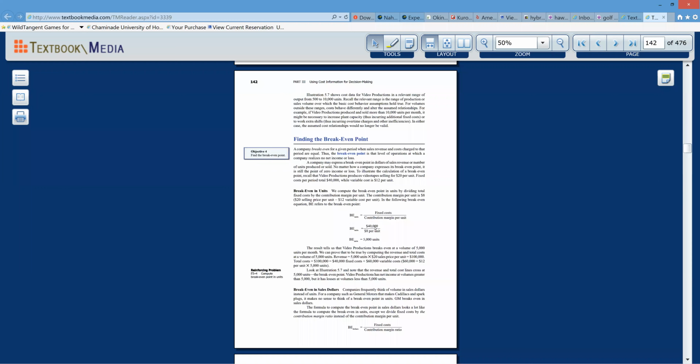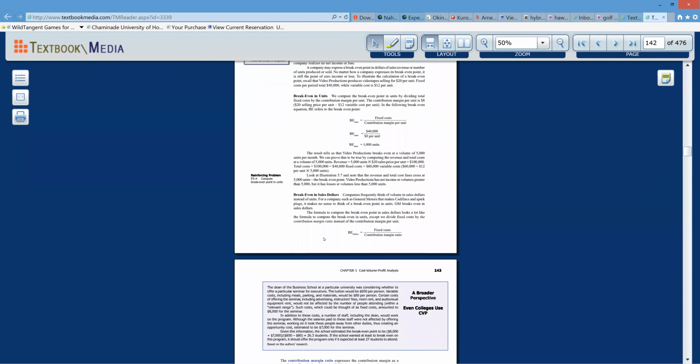So $40,000 divided by $8 per unit, you see that the break-even point in units is 5,000 units. So they have to sell 5,000 units in order to break even. If they sell more than 5,000, they'll have a profit. If they sell less than 5,000, they'll have a loss.